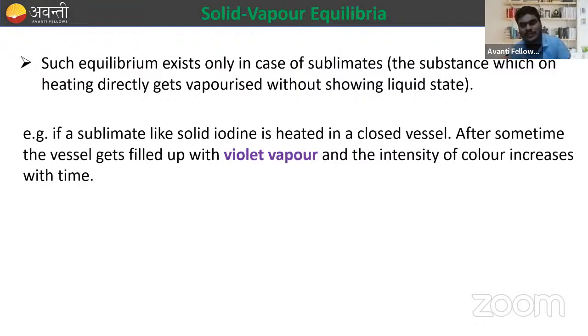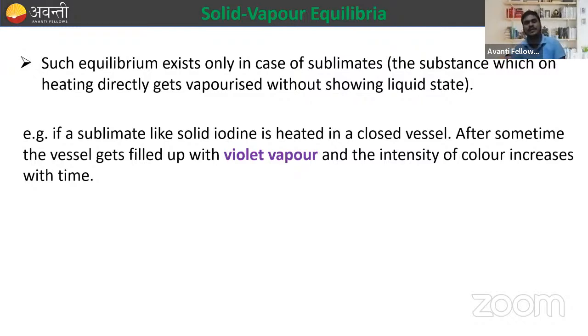Now, what is solid-vapor equilibrium? Such equilibrium exists only in the case of sublimates, that is, a substance which on heating directly gets vaporized without showing a liquid state. If a sublimate like solid iodine is heated in a closed vessel, after some time the vessel gets filled up with violet vapor, and the intensity of the color increases with time. So such equilibrium exists only in the case of sublimates. Always remember this word: sublimates means a substance which on heating directly gets vaporized without showing any liquid state.